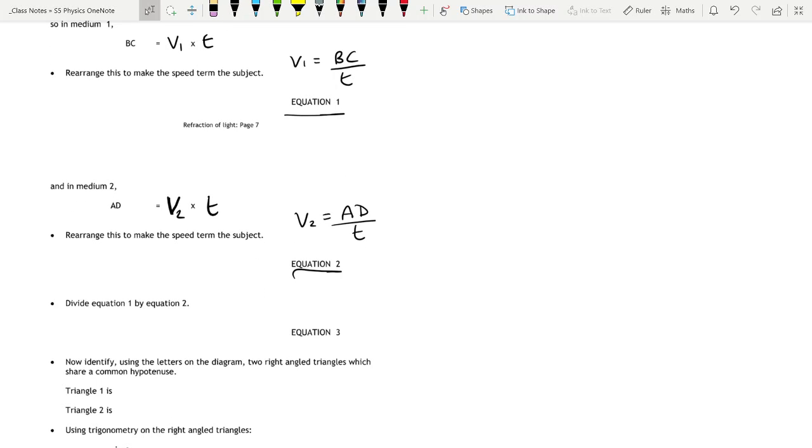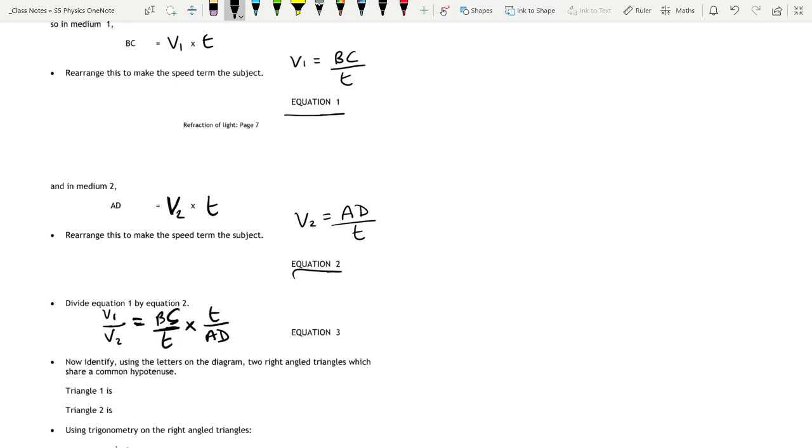So the next part is dividing equation 1 by equation 2. So V1 divided by V2 is BC over t divided by AD over t. And we know that if you divide something, you can times it by the flipped version of it.